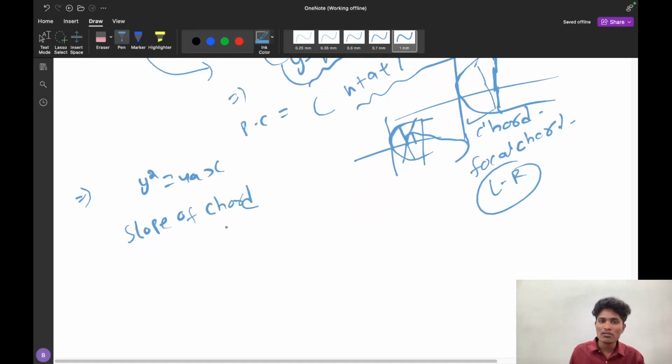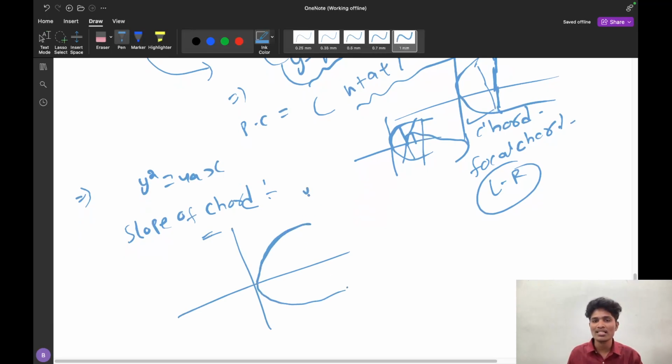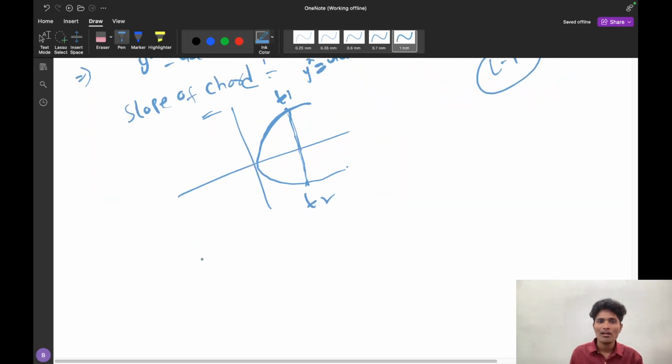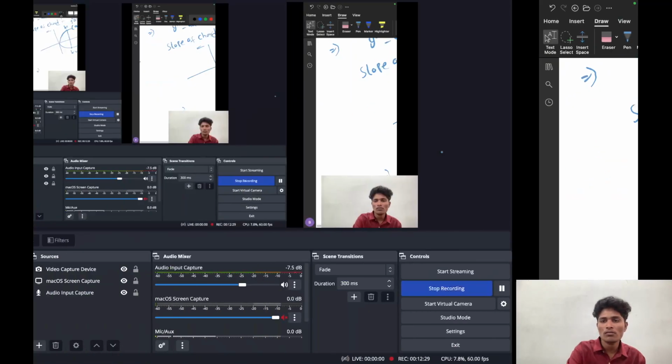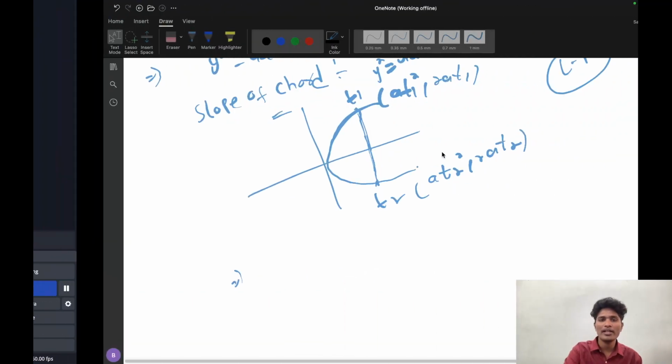So I am calculating now the slope of any chord. Suppose I am drawing again the graph of the y square equal to 4ax curve. Suppose at t1 there is a point, at t2 there is a point. In order to find the slope of this line, which is called a chord, what do I have to do? What is the t1 point? That is (at1 square, 2at1). And what is t2? (at2 square, 2at2).